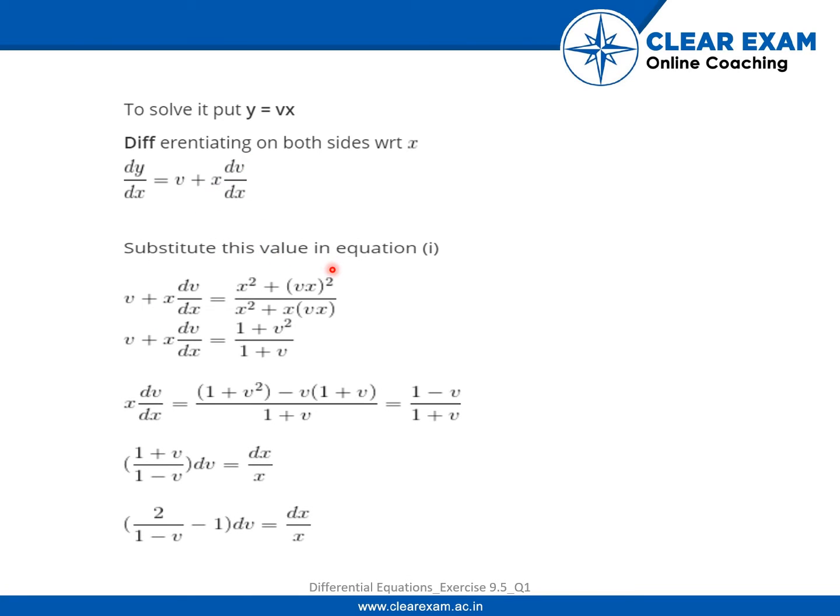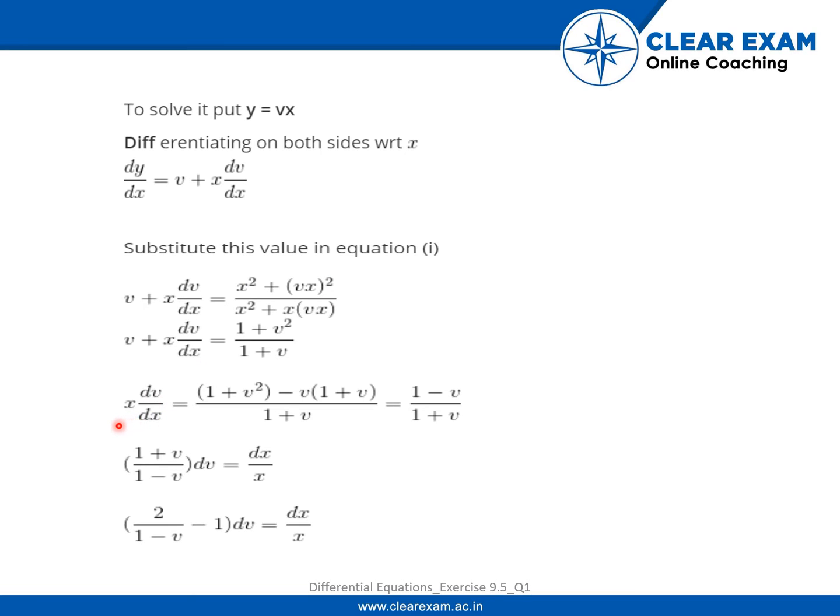Substitute this value in equation 1. We'll get v + x dv/dx, replacing y by vx, equals (x² + v²x²)/(x² + x·vx). So v + x dv/dx = (1 + v²)/(1 + v).